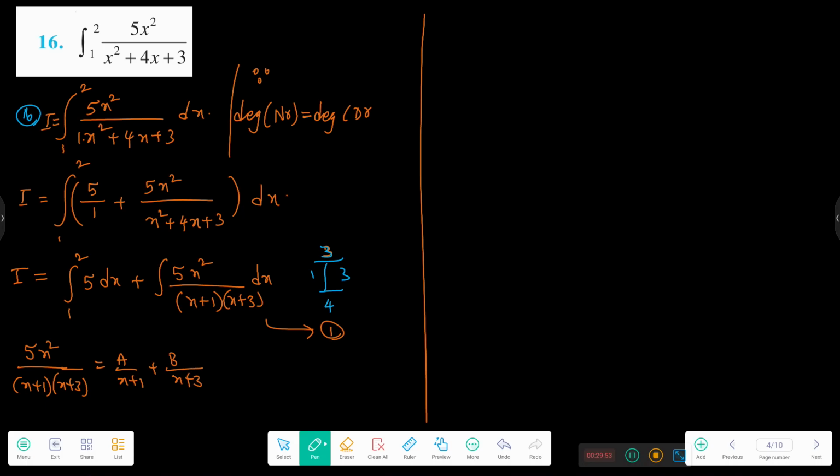If you cross multiply, what am I getting? 5x² divided by (x + 1)(x + 3) equals, when I cross multiply, A into (x + 3) plus B into (x + 1), whole divided by (x + 1)(x + 3). So you can cancel the denominator.